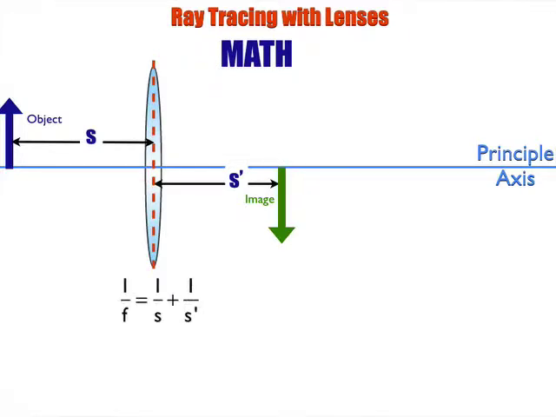Our lens equation is 1 over the focus equals 1 over the object's distance plus 1 over the image's distance. Or the inverse of the focus equals the inverse of the object's distance plus the inverse of the image's distance.